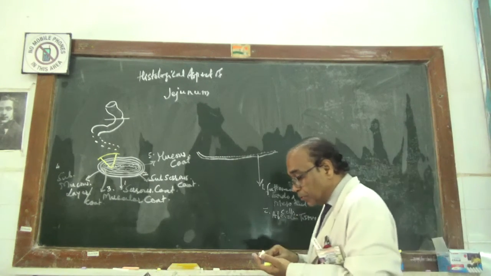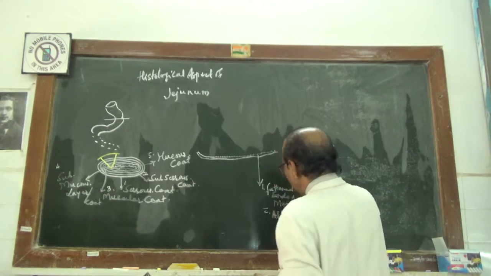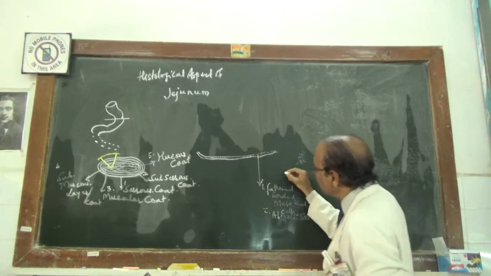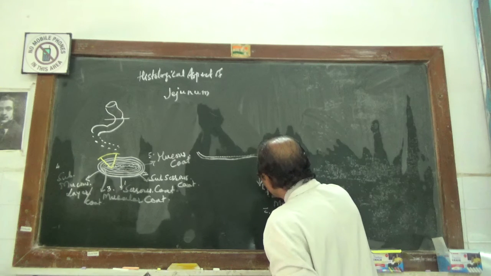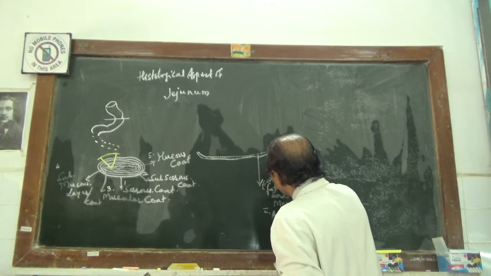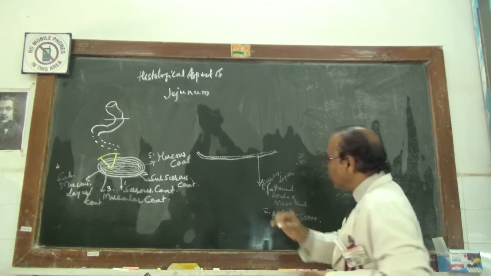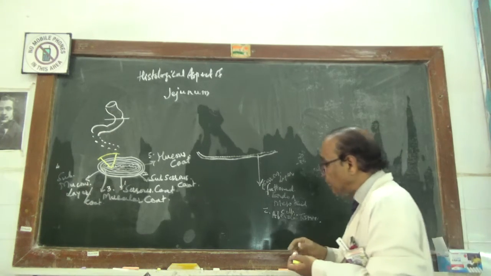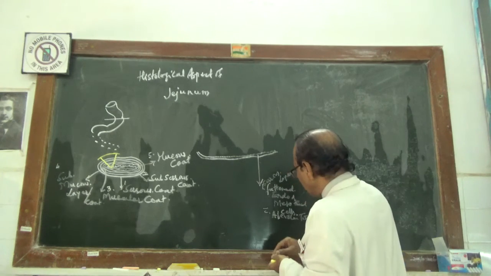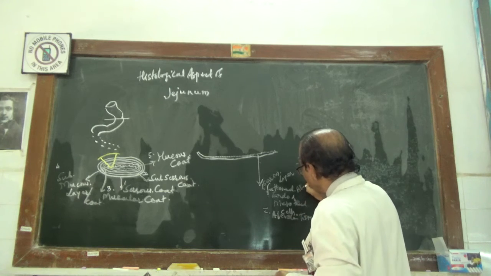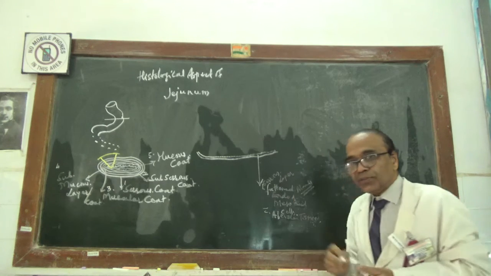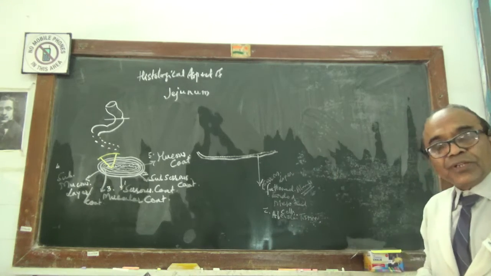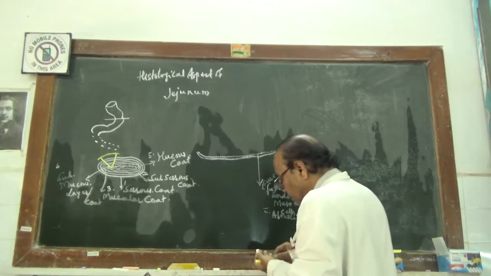Next, you will get the subserous. Before going to the subserous, this is the serosal layer. It also contains small, minute blood vessels, which are entering from the arcades to the jejunum. Then you will get the subserous.